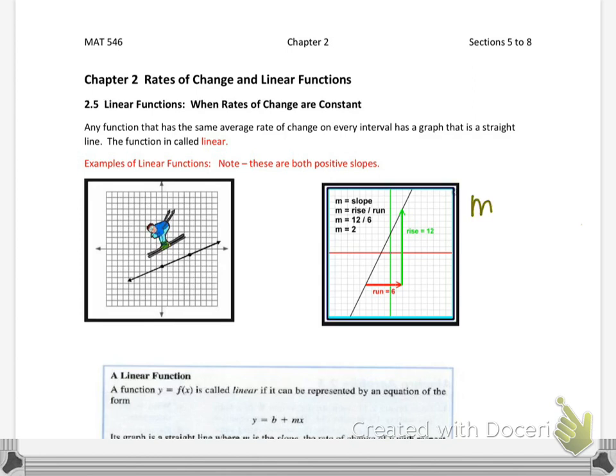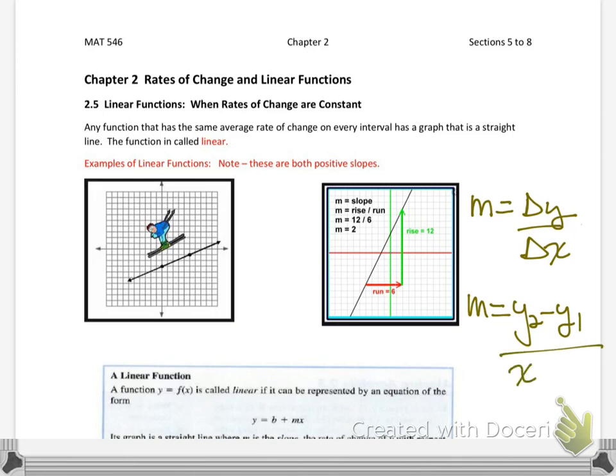The formula for slope is the change in y over the change in x. So if you have 2 points on a line, you can determine the slope. This is important to keep in mind: if you start out grabbing the y from the second point, you've got to grab the x from the second point as well in your denominator. So those are the equations for slope. Let's go on. We're going to talk about linear functions on the next page.